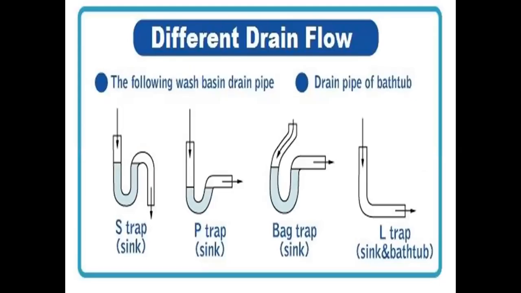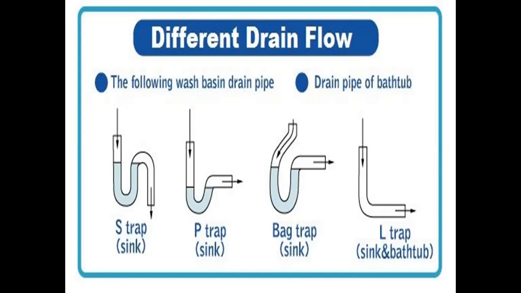Now, you can see the different types of bent pipe according to their shape. The name is given accordingly. The first one is an S trap because the shape is S, the second one is a P trap because the shape is like P, the next one is the back trap, which may also be called a gully trap, and the next one is the L trap. So, the name is given according to their shape.